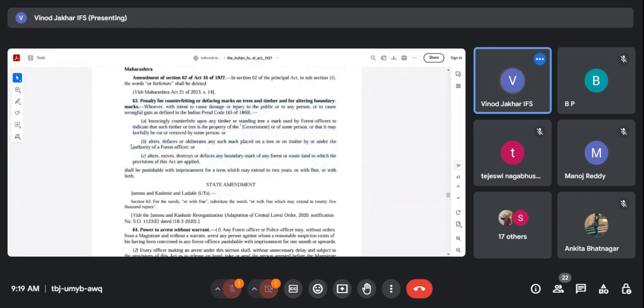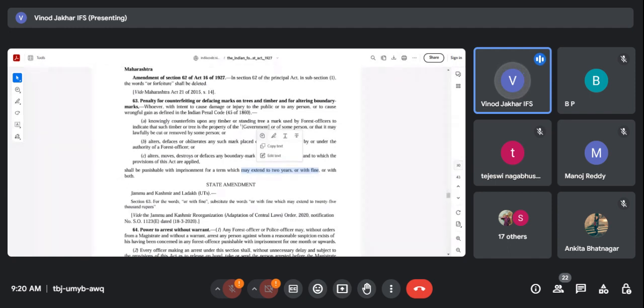So this is the punishment. This is about counterfeiting of a timber or standing tree or any boundary mark. If you remove the boundary mark, all the forest boundaries are marked with boundary pillars. So what the encroachers will do is they will uproot the boundary pillars and then encroach that land and start cultivating. So this is the provision that forbids it. And it has a provision of imprisonment for 2 years. So this is what you will do.